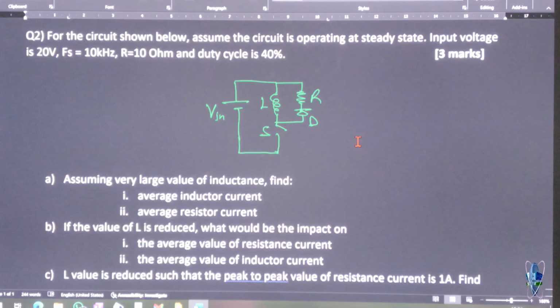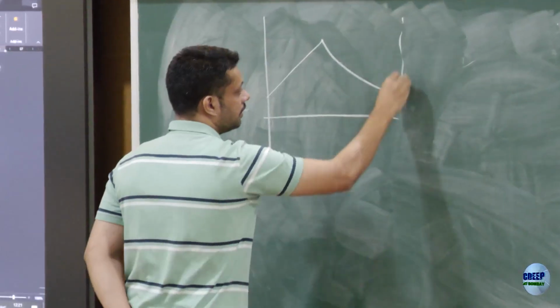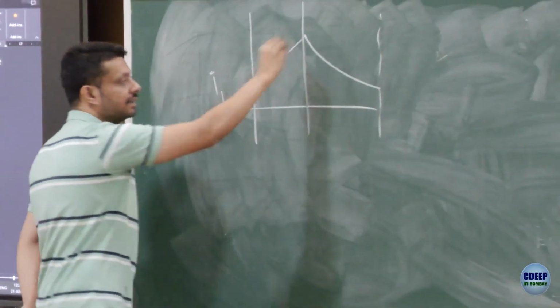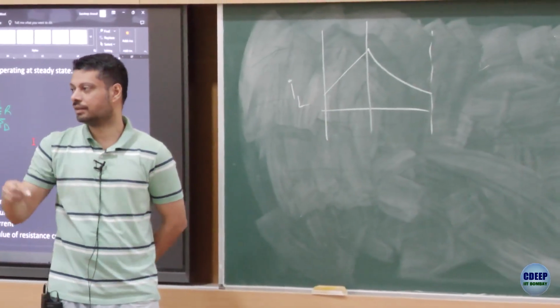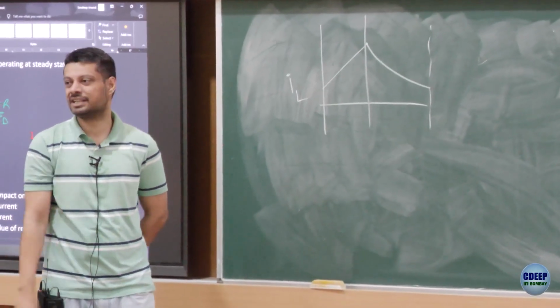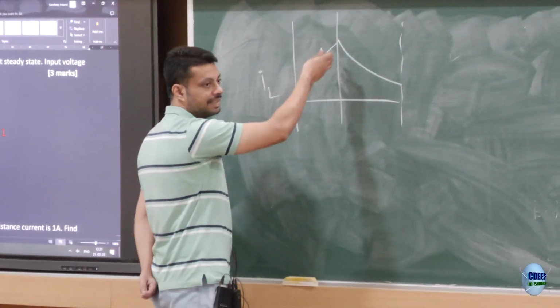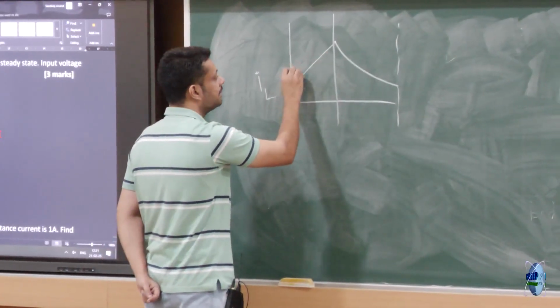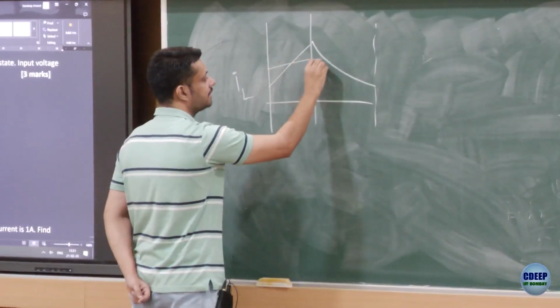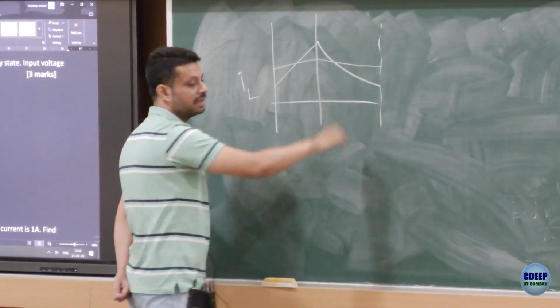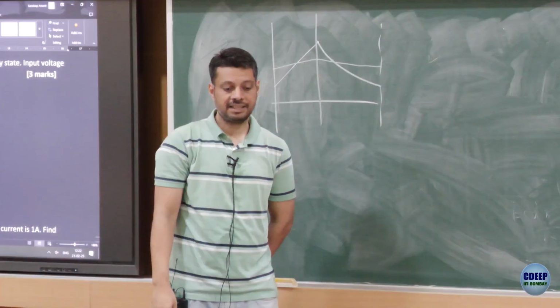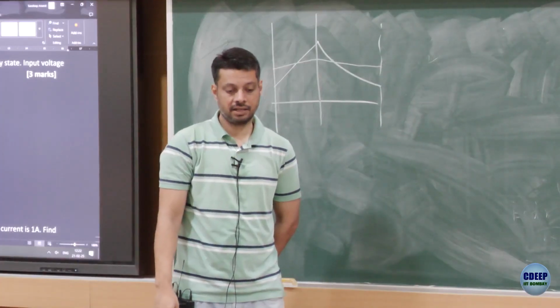Actually the inductor current would be something like this, right? Increasing with a straight line, falling with an RL kind of a circuit. Here we have said the inductance is very, very large. So that means practically nothing is increasing, nothing is going down. There is maybe just a slight increase and just a slight fall, right? This is how the inductor current is. Find the average inductor current.